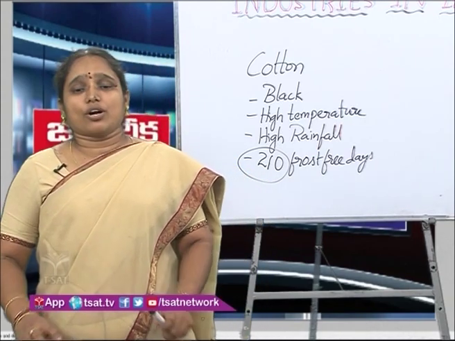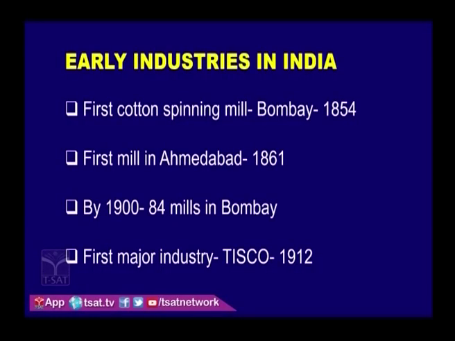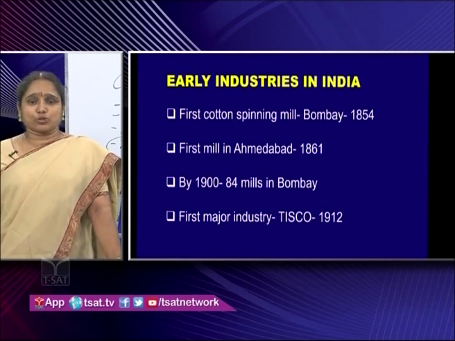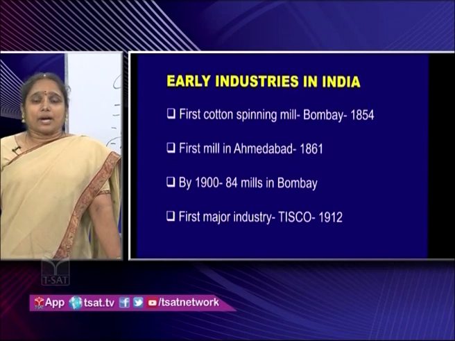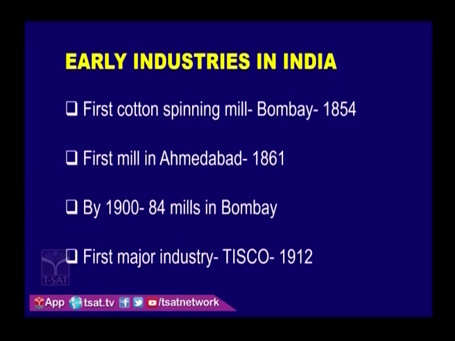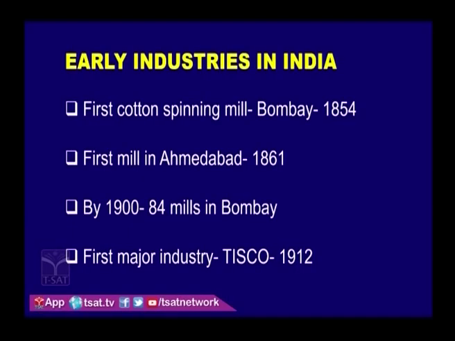So the first cotton mill was established in Bombay in the year 1854, and by 1900 the number grew to 84. So many cotton mills in and around Bombay were established, and not only in Bombay, even in other nearby cities. In the year 1861, as you can see on the slide, a mill was established in Ahmedabad. So these were the early industries established in India.